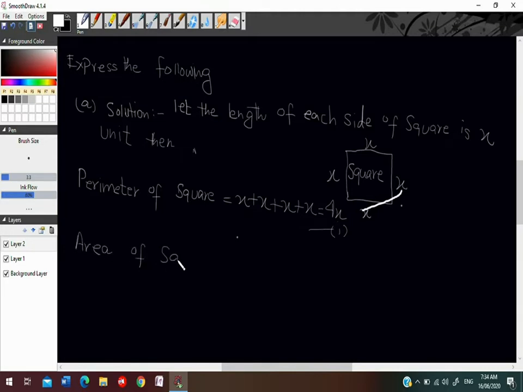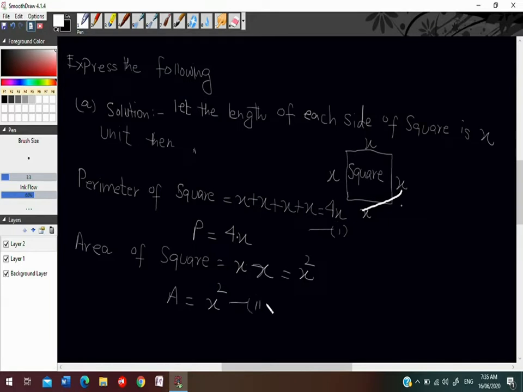Now this is the perimeter of a square, but when we will find the area of square, so how we calculate the area? We multiply length into breadth. So here in this case of a square, the length is x and the breadth is also x. So x multiplied by x is equals to x square. So we can say that perimeter P is equals to 4x and area A is equals to x square. And this is our second equation.